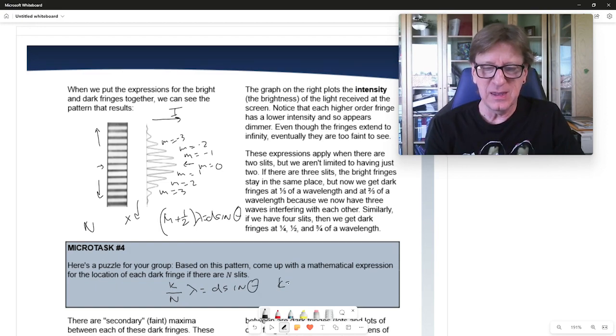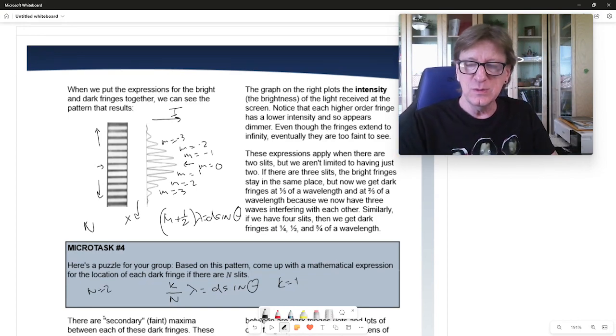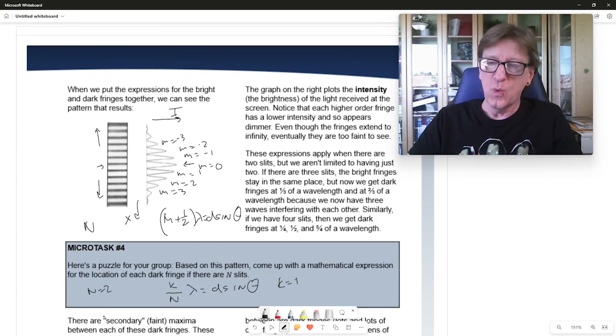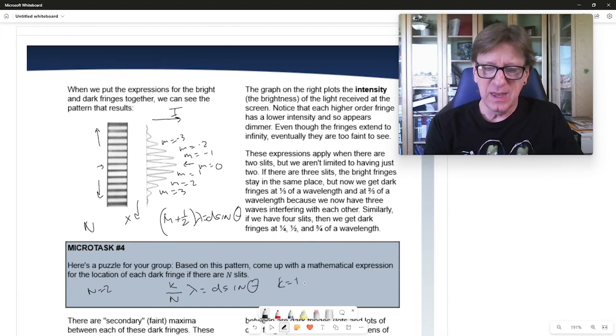So if k equals 0, that doesn't work, does it? Because that's going to give us a bright fringe, right? So let's start with k equals 1. And again, we're going to test it for n equals 2. If k equals 1, then I get 1/2 lambda. That works. But if k equals 2, that doesn't work, does it? How about 3? Okay, that works.